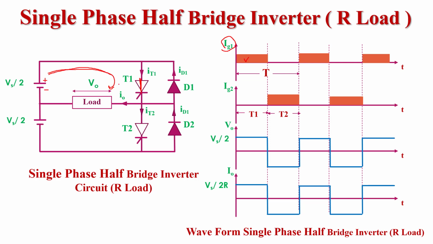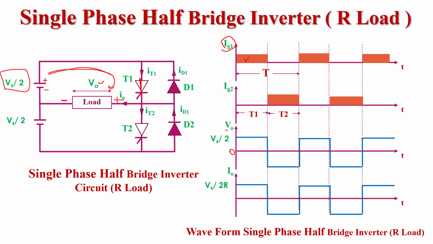If current flows in this direction, the output voltage across the load is just equal to the input supply voltage, that is Vs by 2. And the polarity across the load is that this terminal is positive and this terminal is negative. Because current flows in this direction, and current always flows from positive toward negative. So this terminal is positive and this is negative. And the output voltage is equal to Vs by 2. The full output voltage will appear across the load.